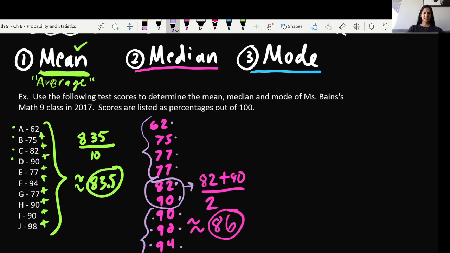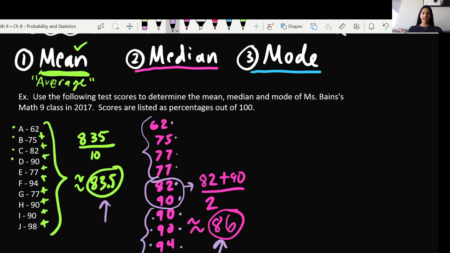So you're starting to see the difference here. They're pretty close, these values. So 86 would be the measure of central tendency for median, and this one would be 83.5 for mean. So they're pretty close. It gives you a sense of how these work.